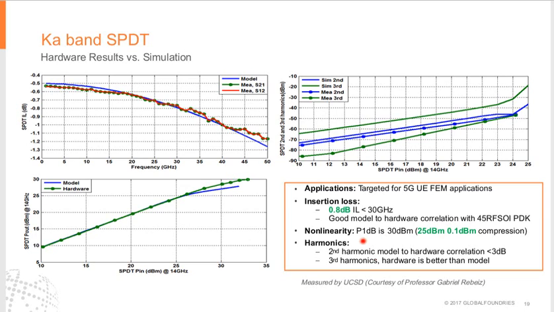Overall, this PA can provide P1dB of 30 dBm and 0.1 dB of 25 dBm. And the breakdown is about 24, 25, so it can meet the 23 dBm requirement from the PA output power point of view. So it can meet the requirement.